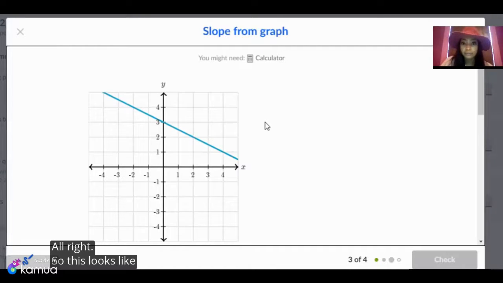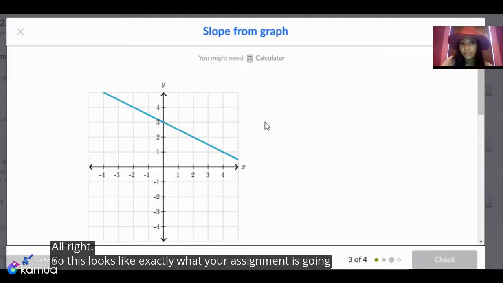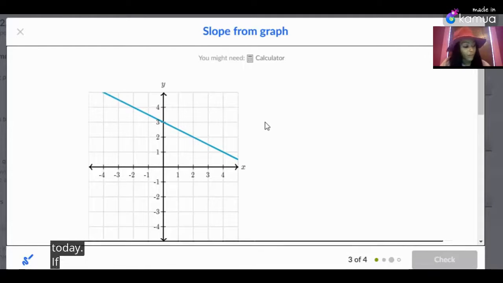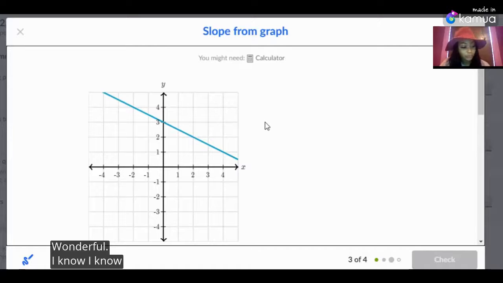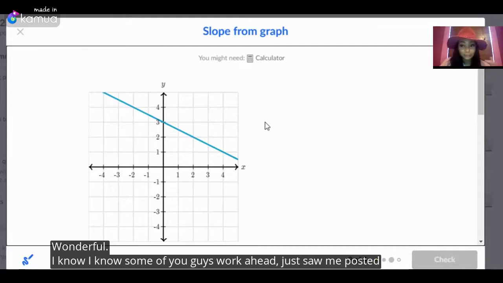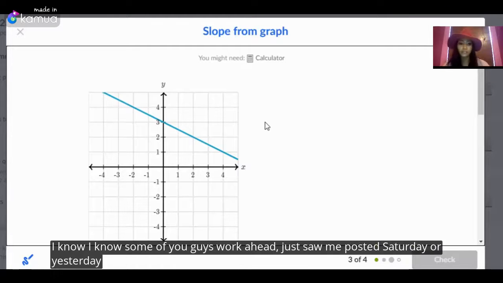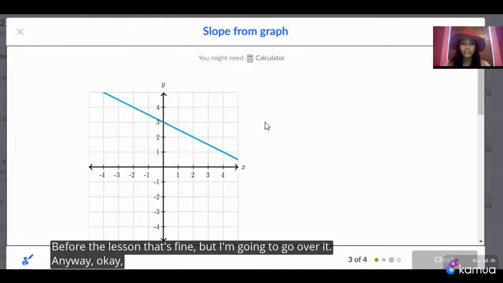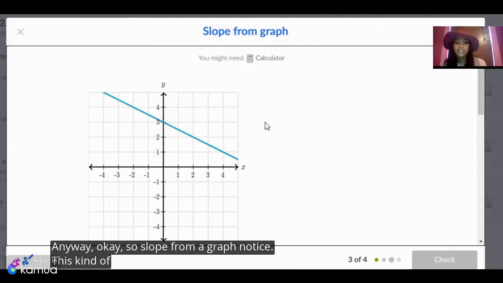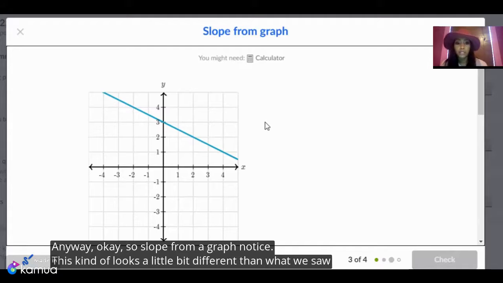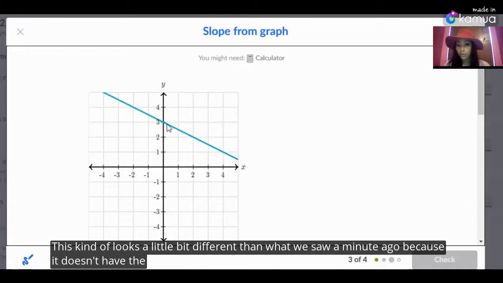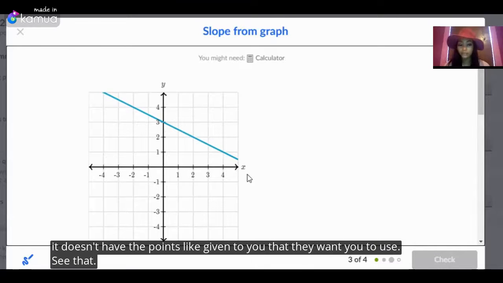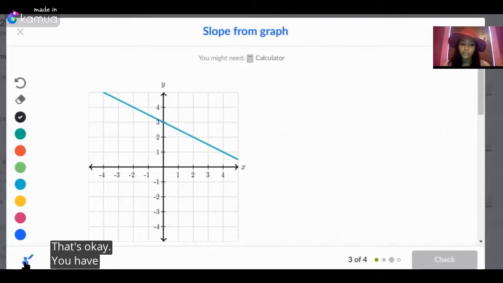All right, so this looks like exactly what your assignment is going to look like that's due today. If you've already done it, wonderful. I know some of you guys work ahead. You saw me post it Saturday or yesterday and you jump right in before the lesson. That's fine, but I'm gonna go over it anyway, okay? So slope from a graph. Notice this looks a little bit different than what we saw a minute ago because it doesn't have the points given to you that they want you to use. That's okay. You have a choice now.